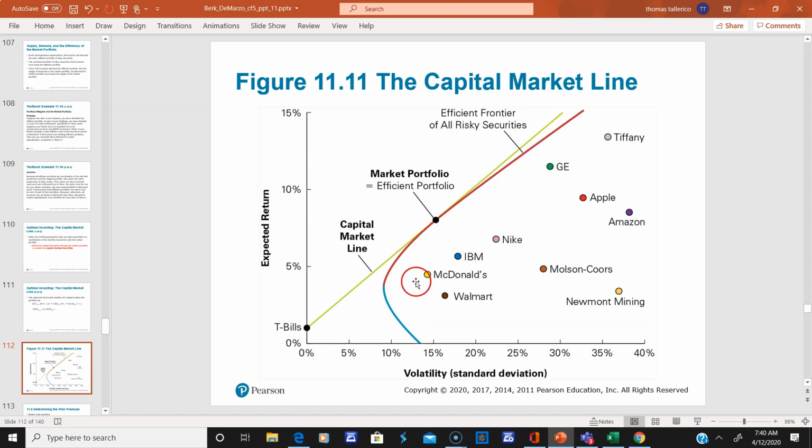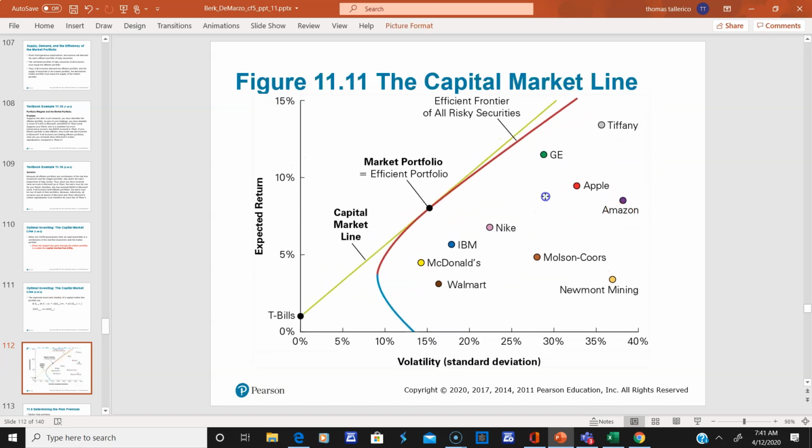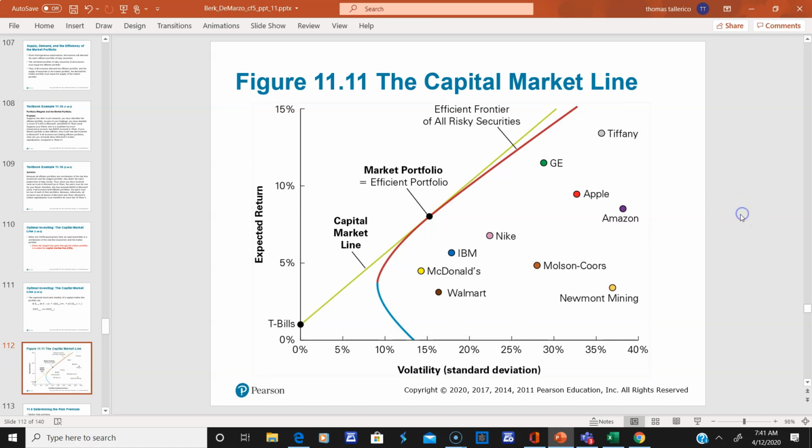So here's the capital asset pricing model. Here's volatility versus expected return. This is the most efficient portfolio. Again, here's the tangent line. And here's the efficient frontier of all risky securities.